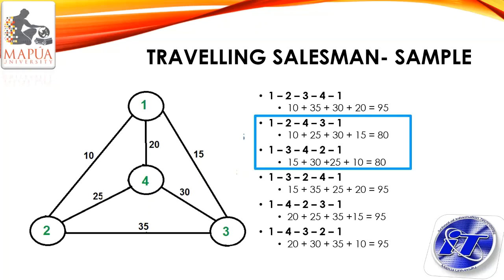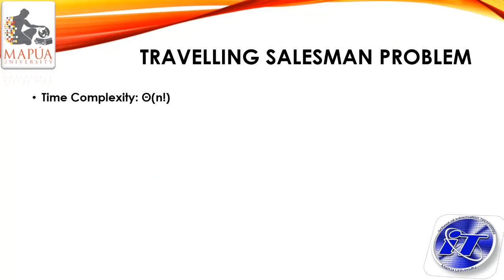We have 1, 2, 4, 3, 1, and 1, 3, 4, 2, 1. So as a traveling salesman's agent, we're going to choose among these two as our path when we travel within these nodes, from one going to other nodes and go back to node 1. Okay, so that's the traveling salesman. And the time complexity is n factorial. So definitely, the more nodes in the map, the more time needed to solve the problem or find the optimized solution.